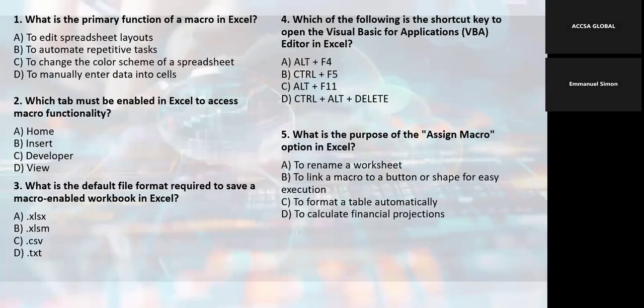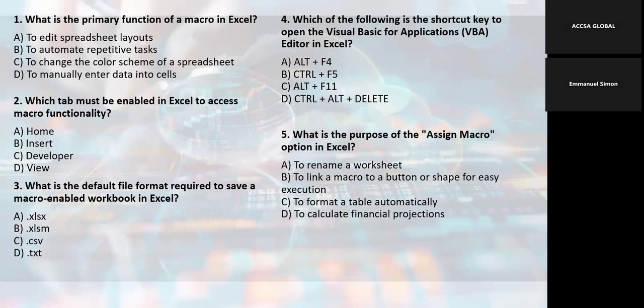Before we go to the practical, I would like us to go through the questions so that on the practical we can round up. These are the questions we are likely to see in the digital challenge. Question 1: What is the primary function of a macro in Excel? A, to edit spreadsheet layout. B, to automate repetitive tasks. C, to change the color scheme of a spreadsheet. D, to manually enter data into cells. We have established that it is to automate repetitive tasks. We've said it time and again during this presentation.